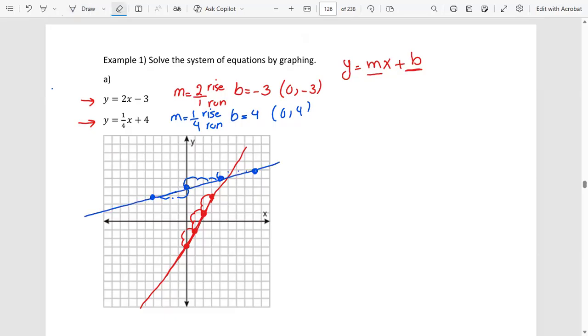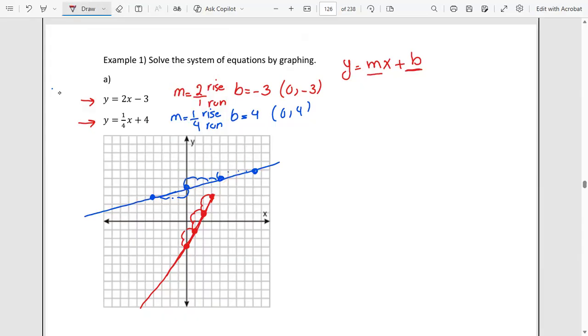Okay. We need to make sure that this line is also 2 up, 1 to the right. Okay. And you see that's exactly the point where they cross each other. And this is the point of intersection.